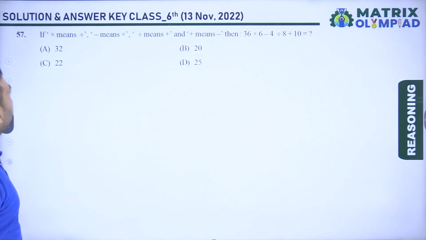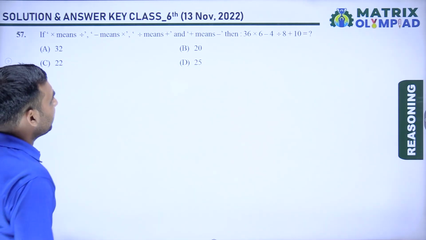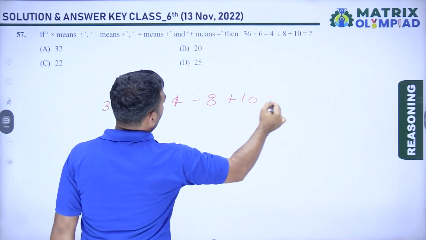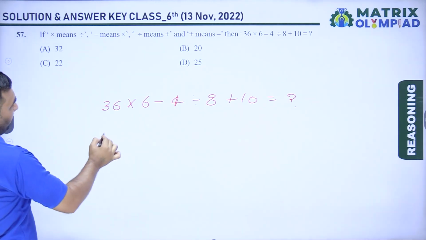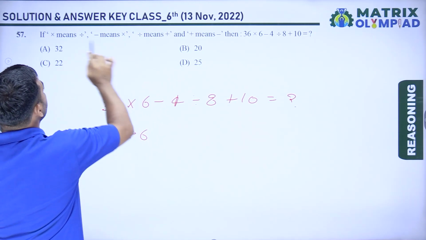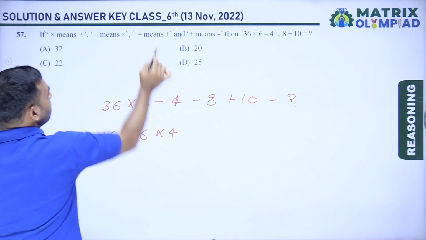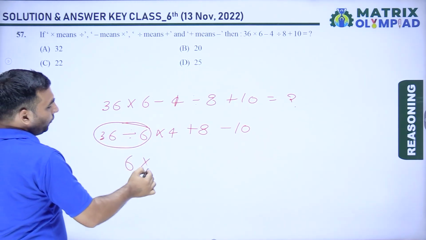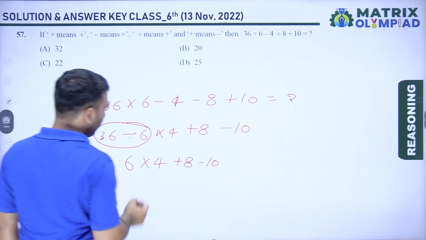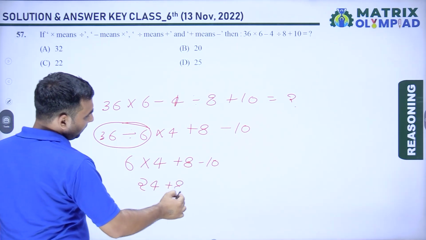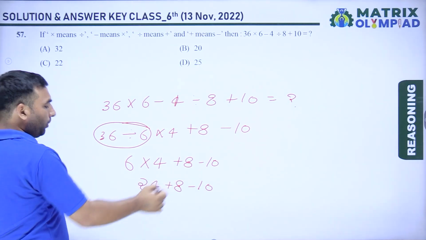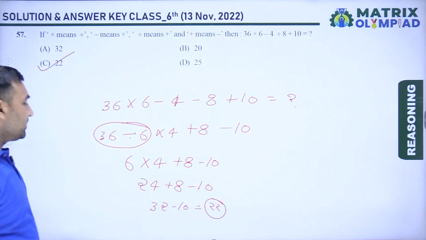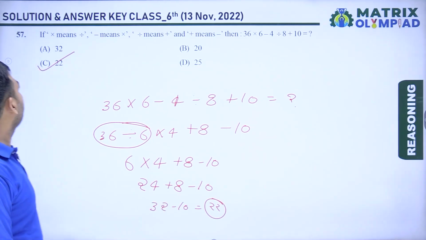Next question is, if plus means divide, minus means into, divide means plus, and into means minus, then 36 into 6 minus 4 divide 8 plus 10 equals what? Here 36 divide 6, minus means into 4, divide means plus 8, and plus means minus 10. 36 divided by 6 is 6, into 4 plus 8 minus 10. 6 into 4 is 24, plus 8 minus 10. 24 plus 8 is 32, minus 10 is equal to 22. Our option C is the correct answer.